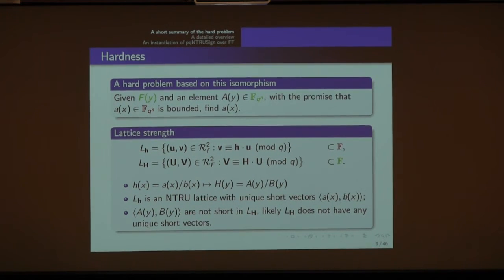Another one is that it's homomorphic. We all like homomorphic encryption. This actually gives you a quite nice homomorphic encryption by itself. If we have two elements, AX and BX, in the X space, we map them to the Y space, and the addition of the two X space elements will be mapped to the addition of AY and BY in the Y space. So combining this isomorphism and the homomorphic property, we can obtain a signature scheme.